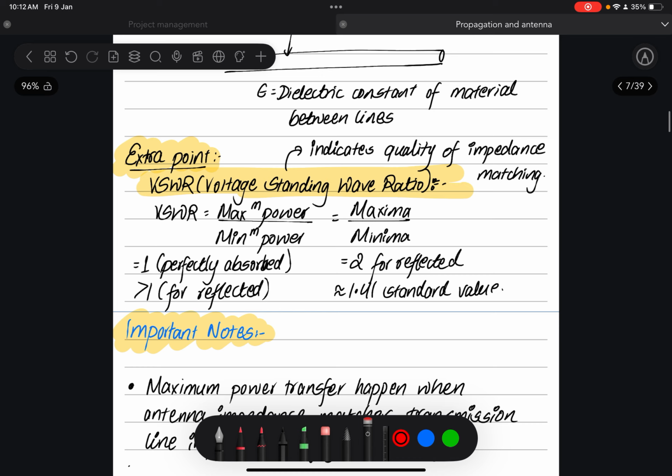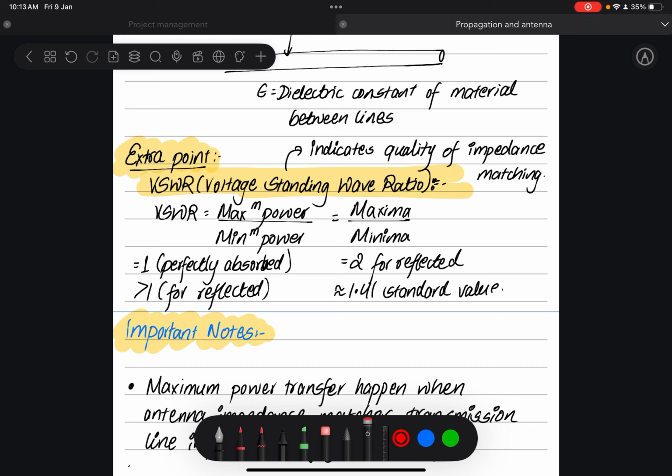So let's talk about VSWR, because these are terminologies I'm including so that your understanding is strong for the subsequent lectures. VSWR indicates the quality of impedance matching. Voltage standing wave ratio, in mathematical form, equals maximum voltage upon minimum voltage. It indicates the quality of impedance matching.